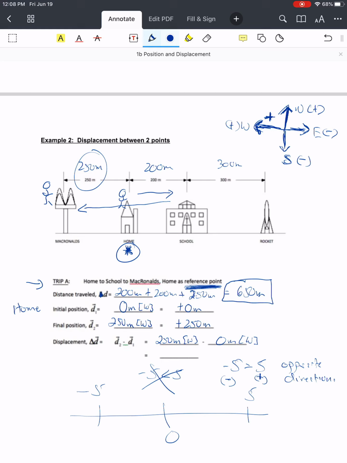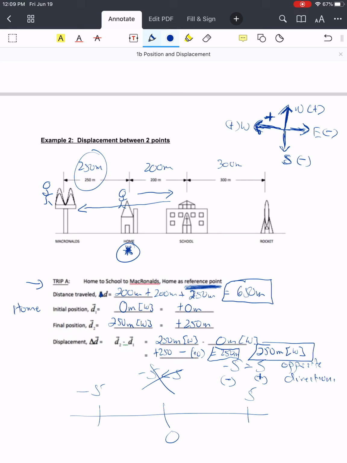All right? So then to do this, I'm going to have positive 250 minus positive 0, which is just 250 minus 0, which is positive 250 meters. Now remember, I got positive 250. So in this case, what is my final answer? Well, it's 250 meters. Positive meant west.